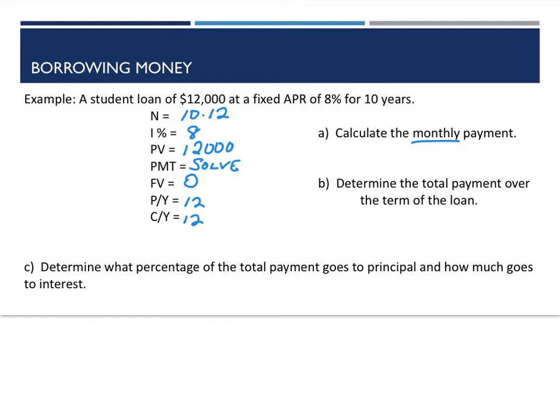We solve for payments just the same way we solved in the last section, and this time our monthly payment turns out to be $145.59.